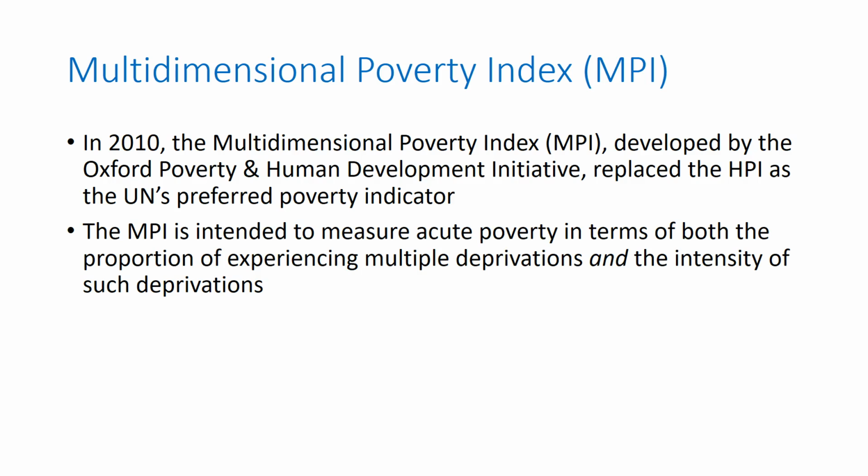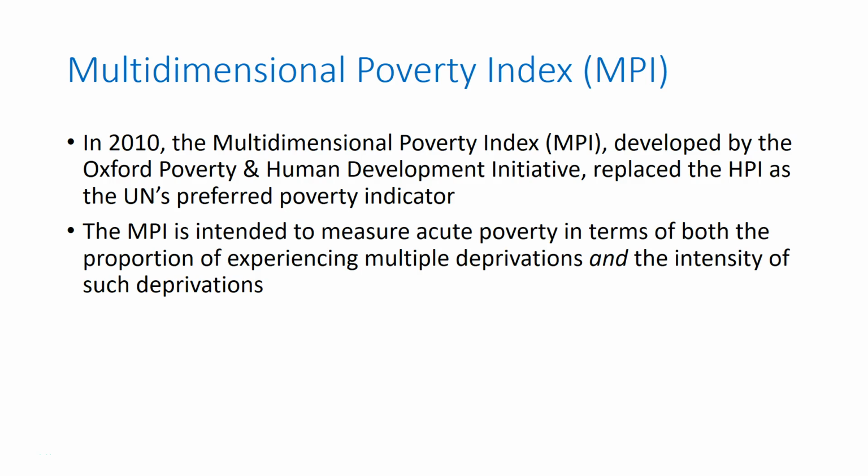So clearly, the HPI is flawed in many ways, but we relied on it for many years. In 2010, it was decided that something better is required, and so the UN now prefers this new thing called the Multidimensional Poverty Index, the MPI. It's very similar to the HPI, but it has more dimensions associated with it. And the greatest contribution of the MPI is that not only does it look at the percentage or proportion or fraction of people experiencing deprivation, it also looks at how intense that deprivation is.